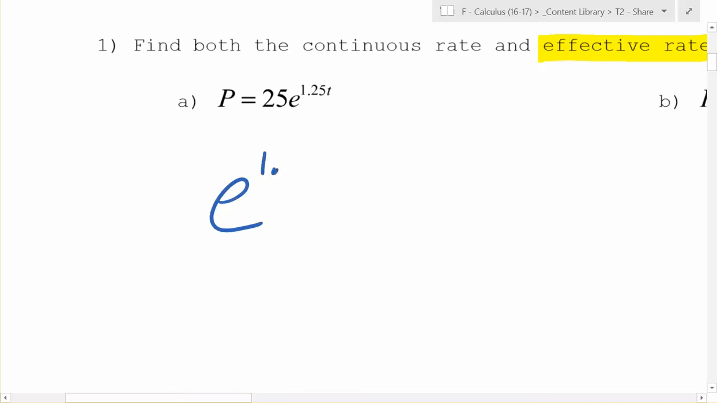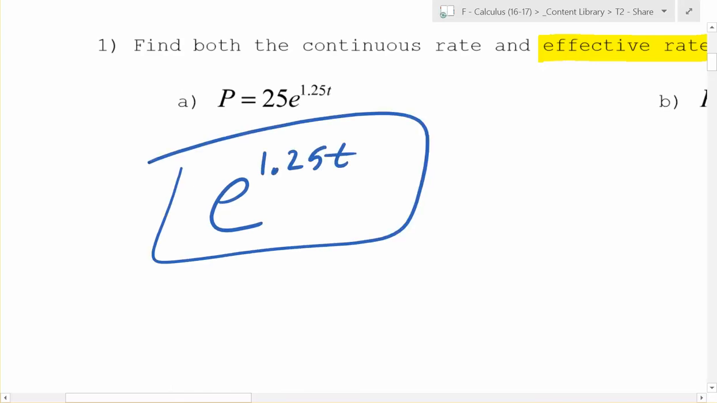E to the what? 1.25t. And you're like, oh man, that t is there. That's compounded like multiple times. It's like more than one time. So what do we do here? There's an exponent rule. How can you pull those exponents apart? What could I do? You can separate.